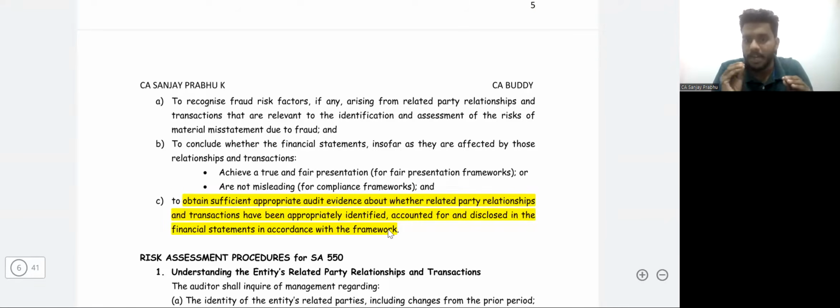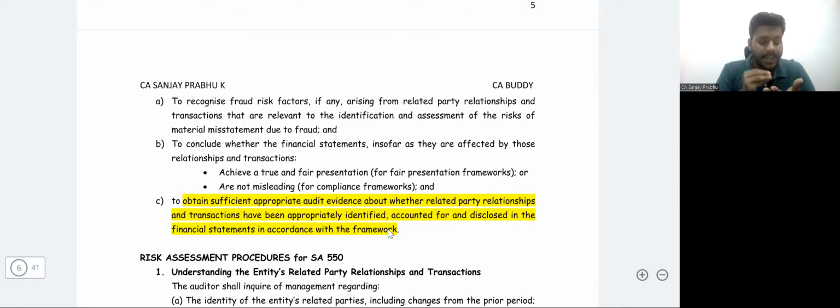Very simple. I will repeat once again. Accounting Standard 18 or Ind AS 24 has asked the company to identify all the transactions and the relationships it has with the related parties in the financial statements. So the objective of the auditor would be to obtain evidence to ensure that the entity has identified, accounted for, and disclosed all the related party transactions and relationships. This is the first objective.